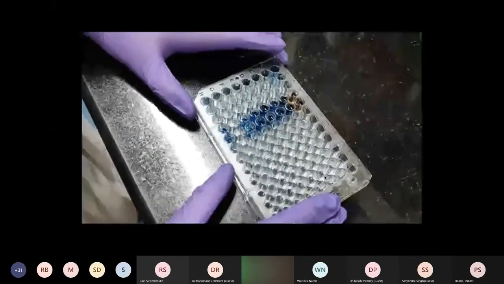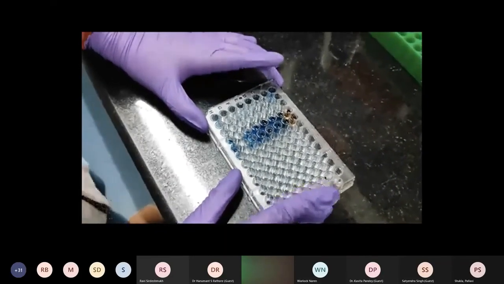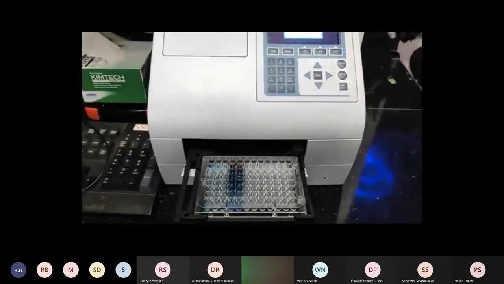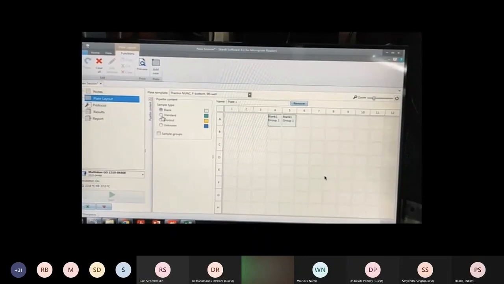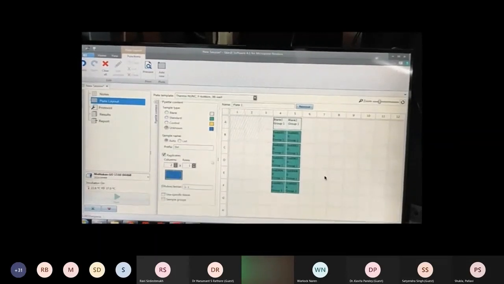Now all the samples are added in the plate, and then it is ready for taking the readings. For this, we are using Multiskan GO plate reader. The first step is to set the plate layout, which includes blanks and all the standards. Also the unknown sample.